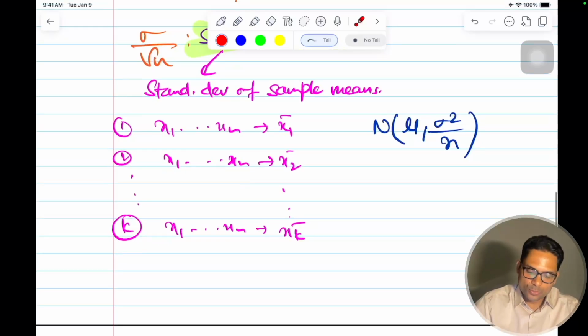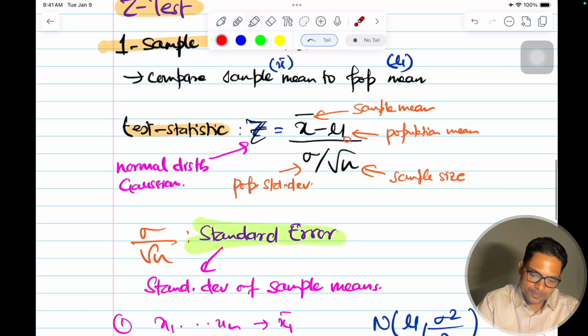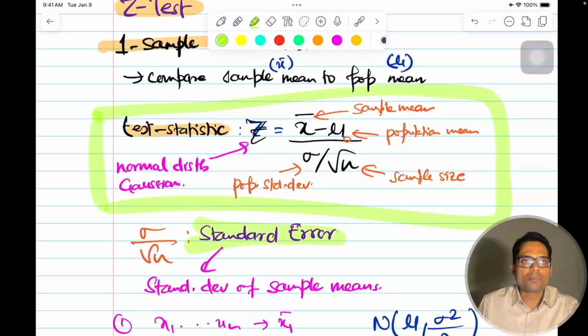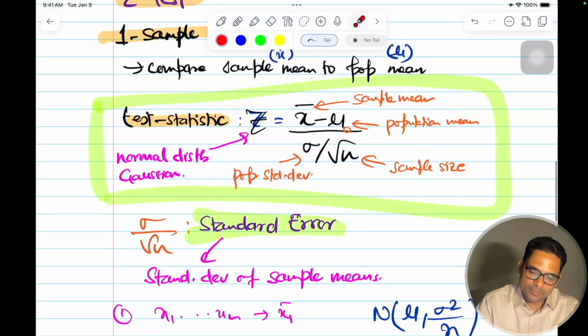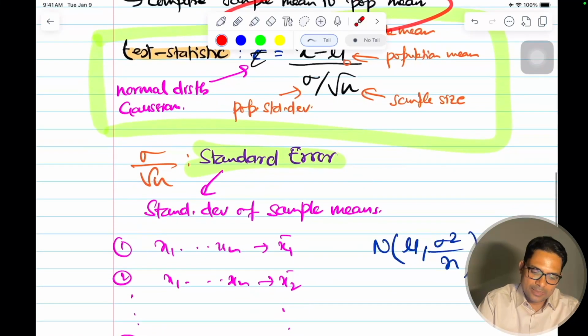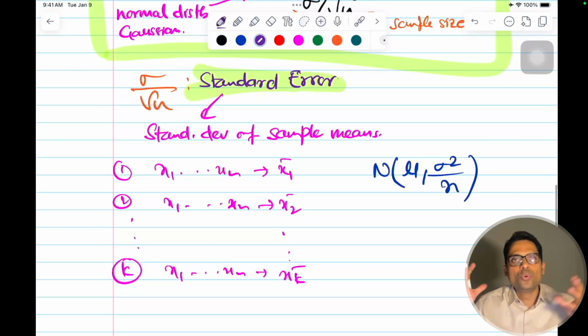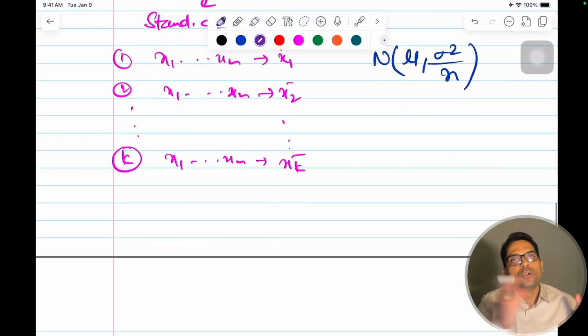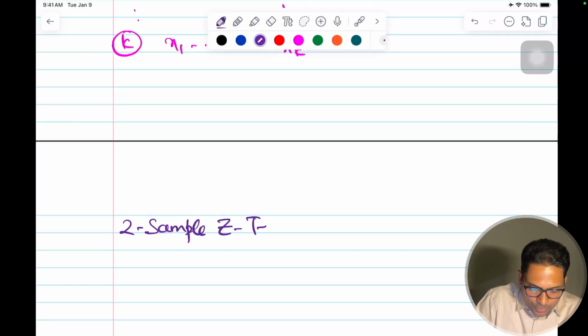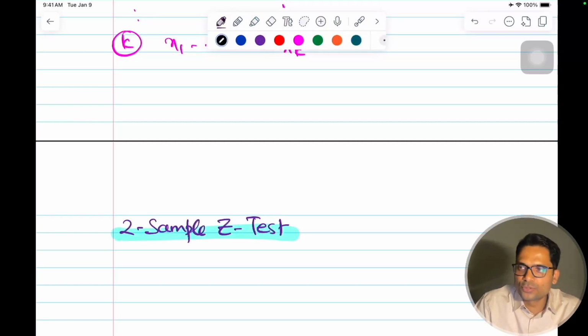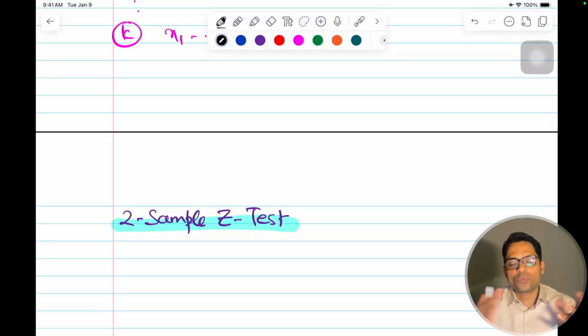Okay, and what is two sample z test? So this is your test statistic. Simple. In one sample we are comparing just the sample mean to the population mean. Similarly, when we compare two independent samples, we have two groups and we want to compare the means of the two groups, then we use the two sample z test. This is used to compare means of two independent samples or two independent groups.